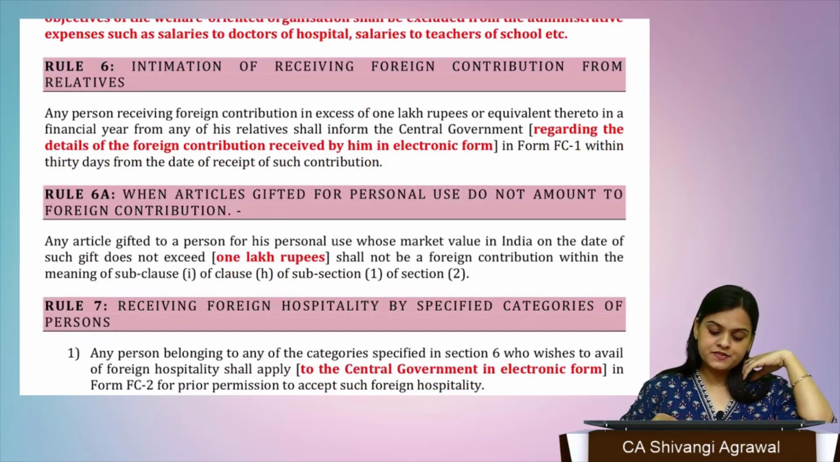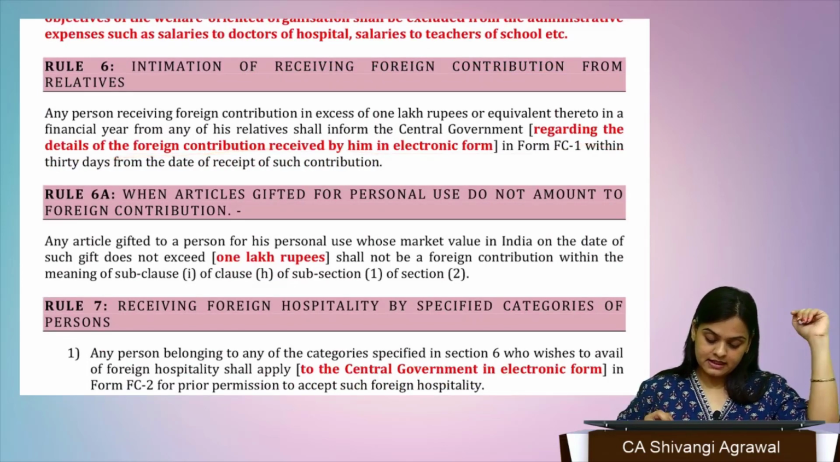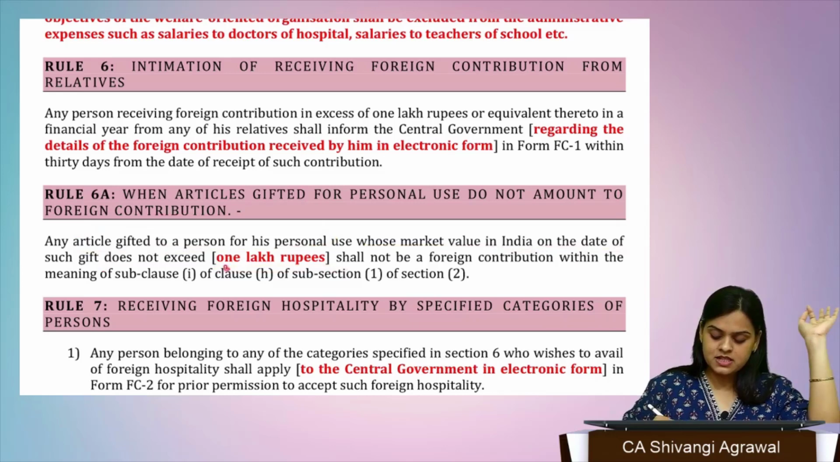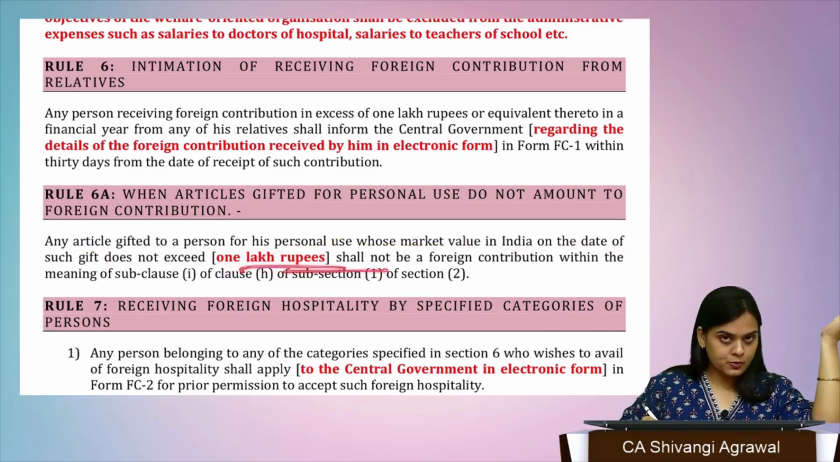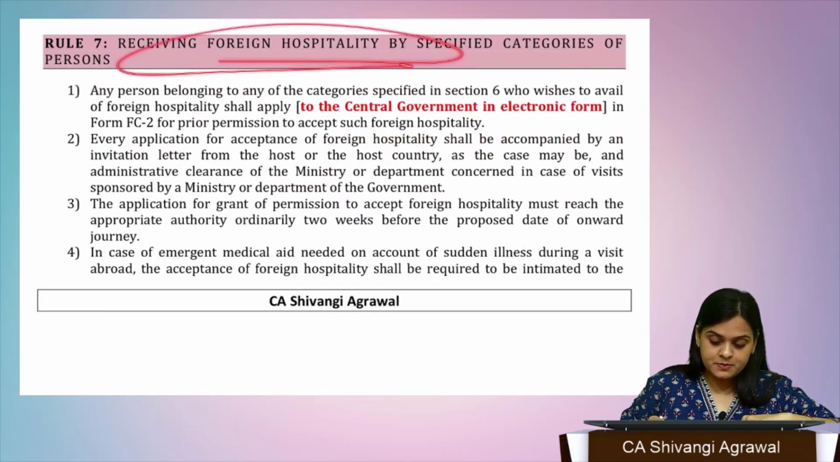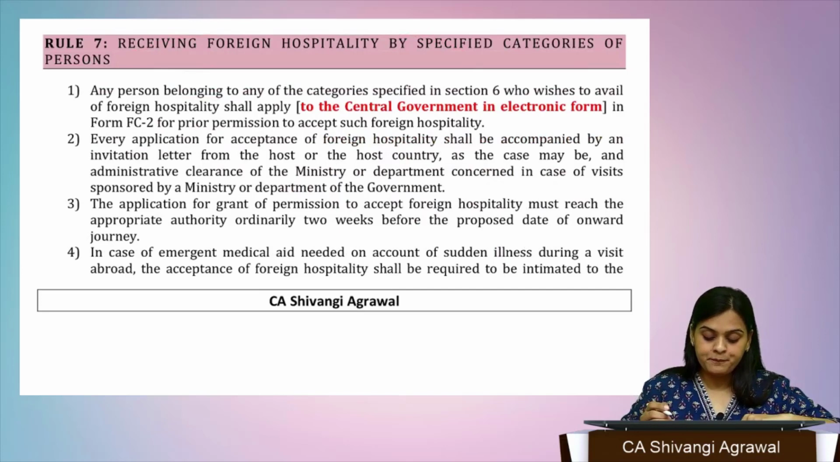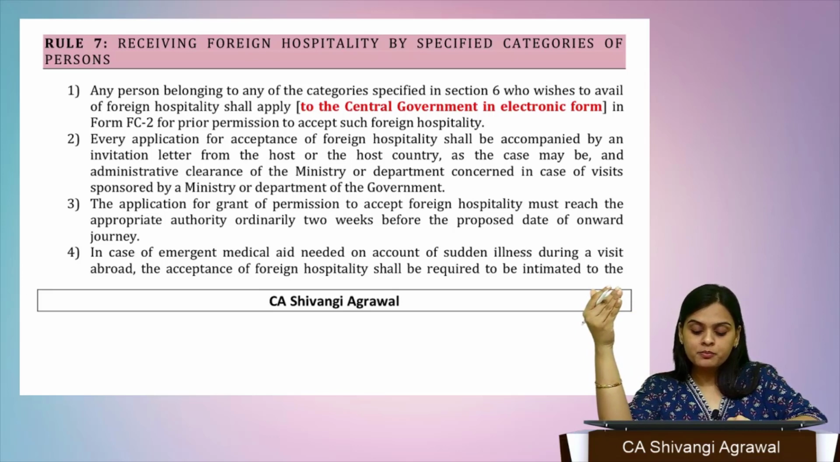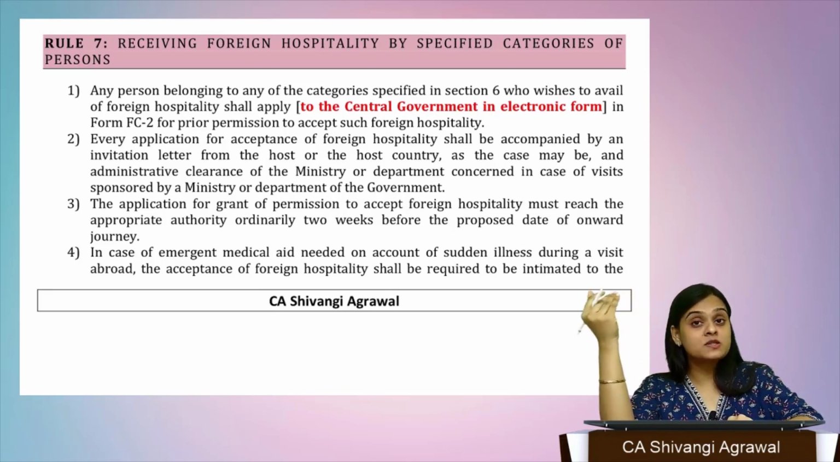Now, if a person receives foreign contribution from relatives, then the details have to be given electronically in form FC1, nothing like that. An article gifted to a person for personal use whose market value does not exceed 1 lakh rupees: earlier it was 25,000, this has also been changed back. It is 1 lakh rupees. I hope you all know that. Receiving foreign hospitality by a specified category of persons: again, persons of political nature are prohibited from receiving foreign hospitality. If they do, then they have to follow certain guidelines.